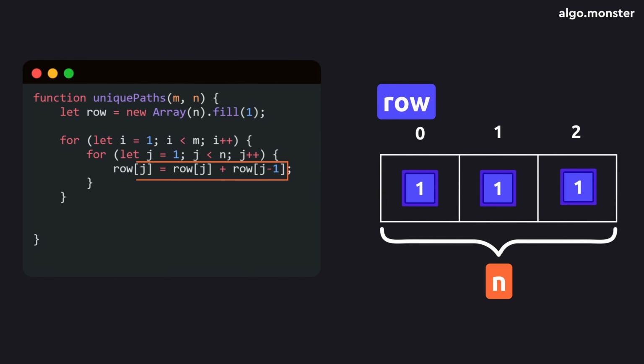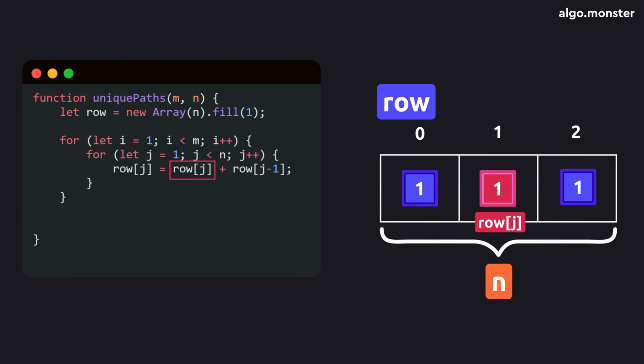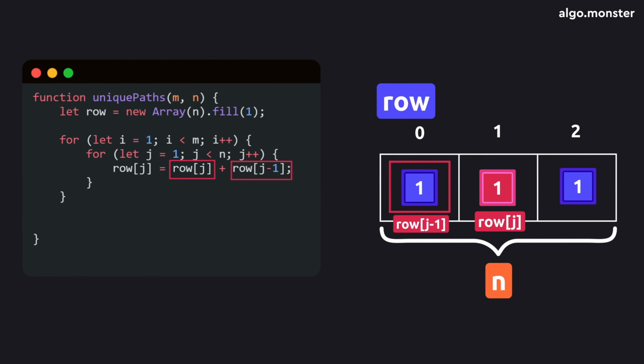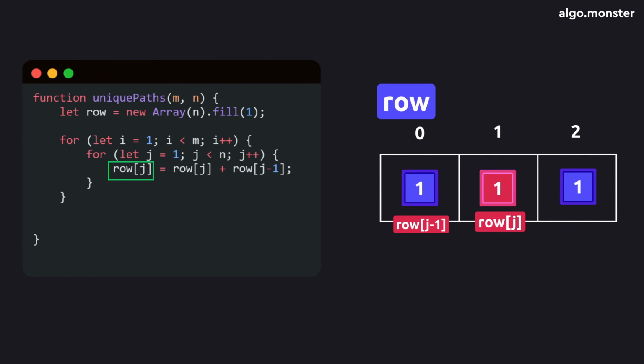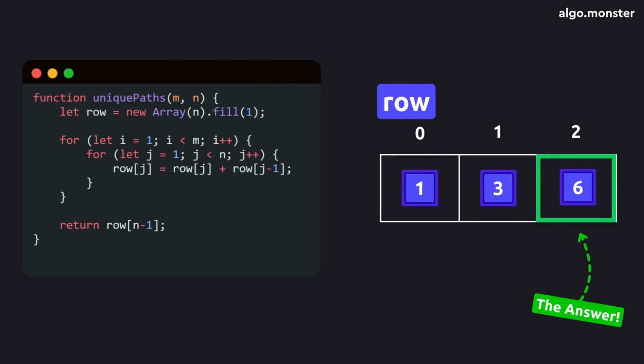But here's the key insight. Row J still holds the value from the cell above because it hasn't been updated yet in this iteration. Row J-1 already holds the value from the cell on the left because we just updated it. So by adding these two values together, we get the correct number of paths for the current cell. The important trick here is that instead of writing results into a new row, we overwrite values in the same array. That's safe because once we move forward, we no longer need the old values. By the time we finish processing all rows and columns, the last element in this array contains the answer, the number of unique paths to the bottom right cell.